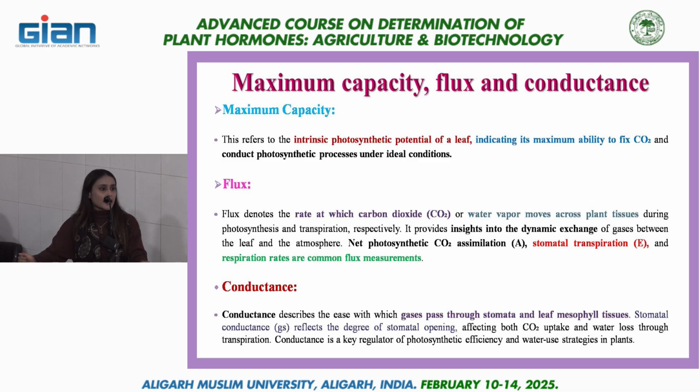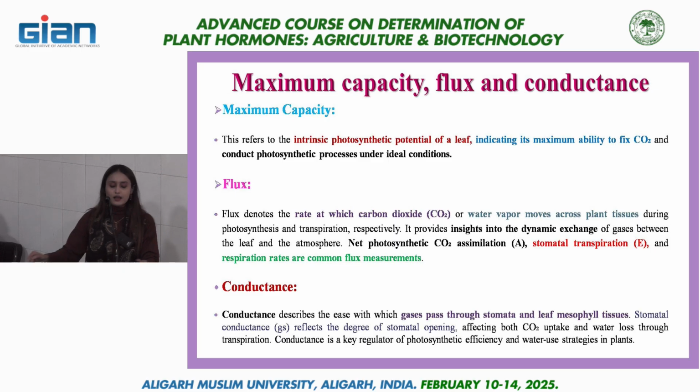What is conductance? Basically, conductance is described as the rate at which gas passes through stomata or leaf mesophyll tissues. We all know that the function of stomata is to help in gaseous exchange. So by using this machine, we can measure the stomatal conductance or the internal CO2 concentration in our sample. It can also reflect the opening of stomata, affecting both carbon dioxide uptake and water loss through transpiration. Basically, conductance is a key regulator of photosynthetic efficiency and water use strategies in plants.